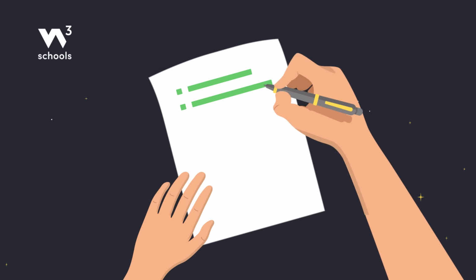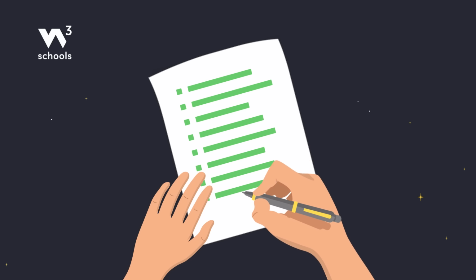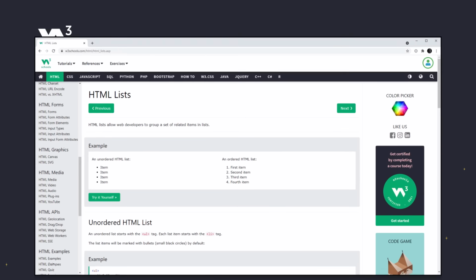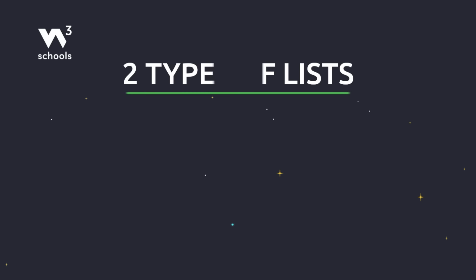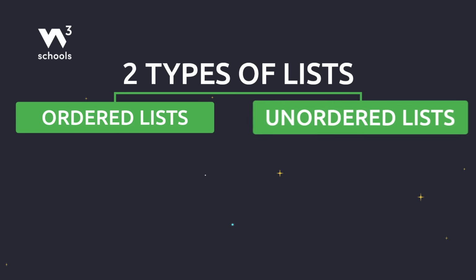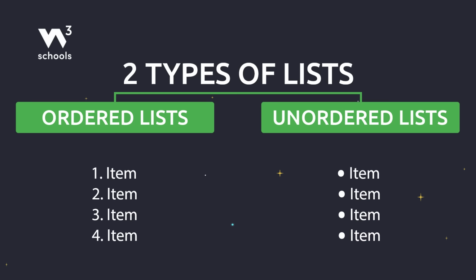People make lists for all sorts of things. To-do lists, grocery lists, bucket lists. You can make lists in HTML as well. There are two main types of lists in HTML: ordered lists and unordered lists. Ordered lists have numerical or alphabetical markers, while unordered lists have bullet markers.